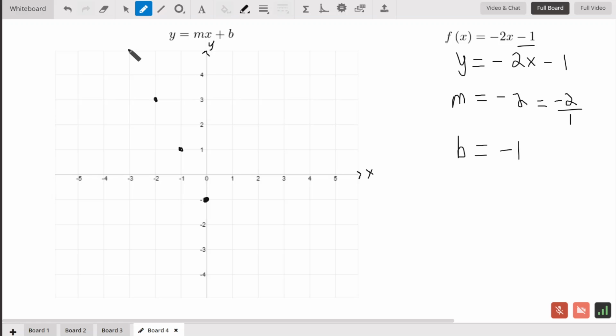Then we connect the points. Remember, you only need 2 points. You don't need 3 or 4. You could do 3 or 4, but you only need 2. So let me connect them. And notice how our line is leaning towards the left. That's because our slope is negative.